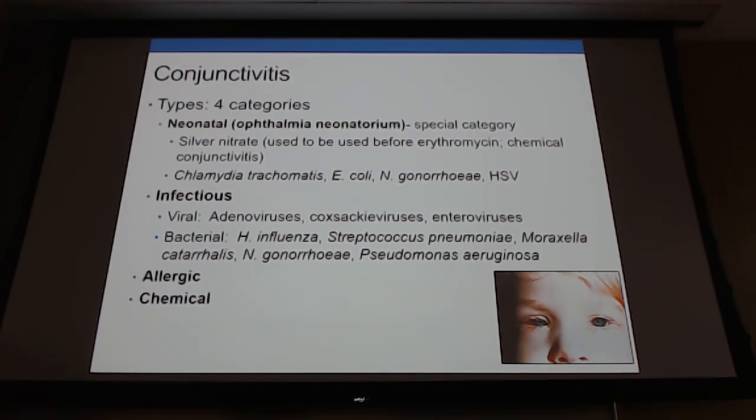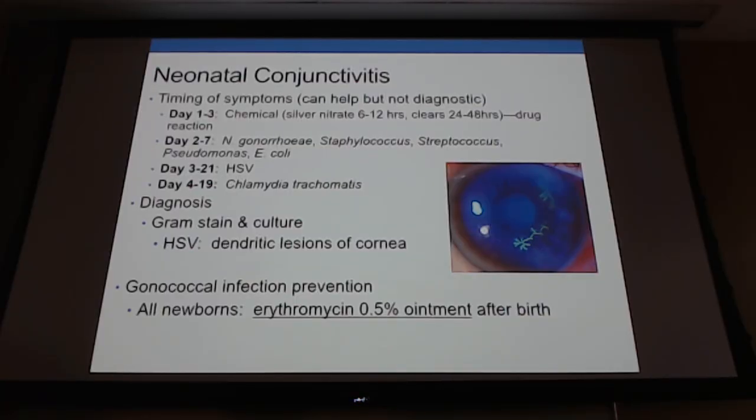Those 3, particularly in the eye, H. flu is where you're going to see this. It's not H. flu type B, it's just Haemophilus influenzae species. Then our allergic, and then kind of a secondary chemical cause. So you're in that first month of life.